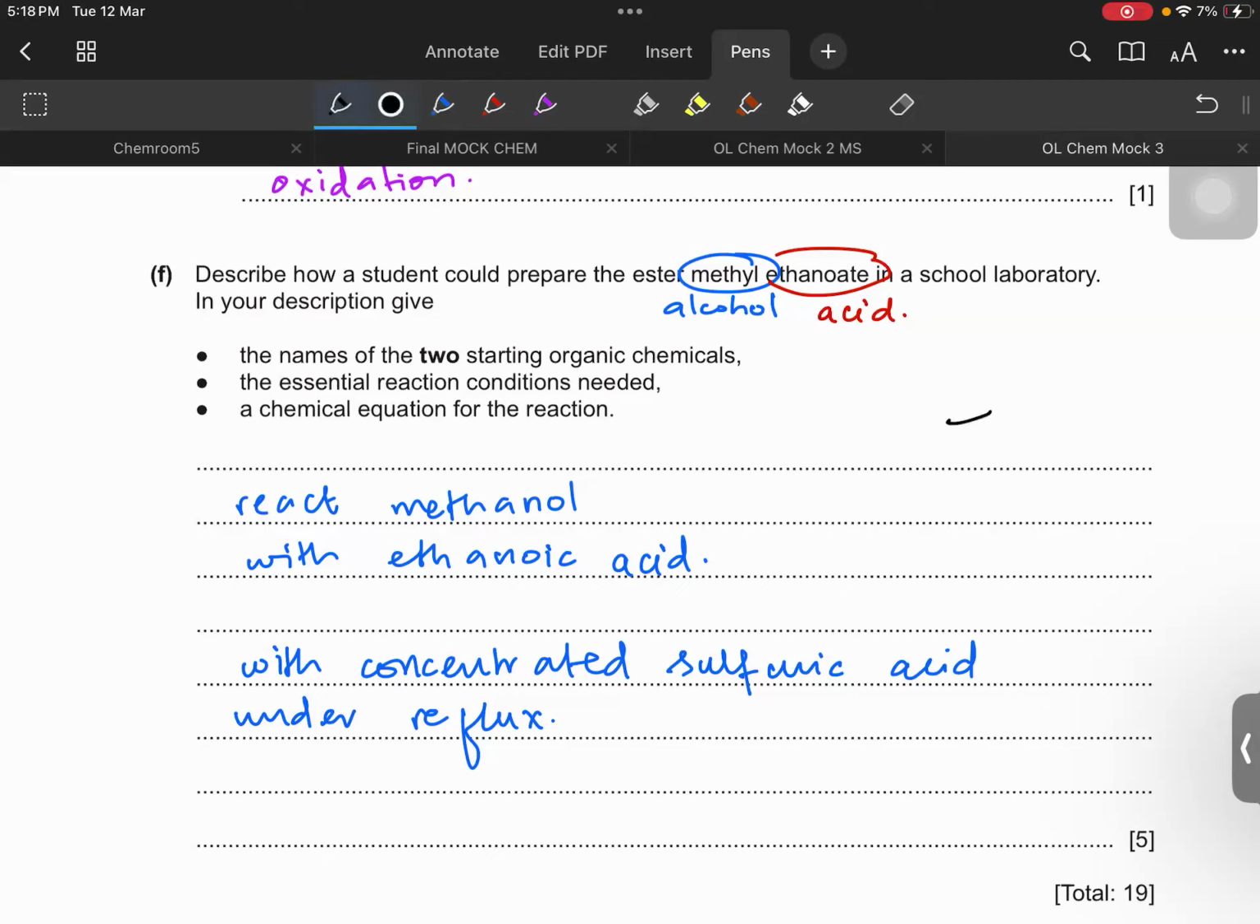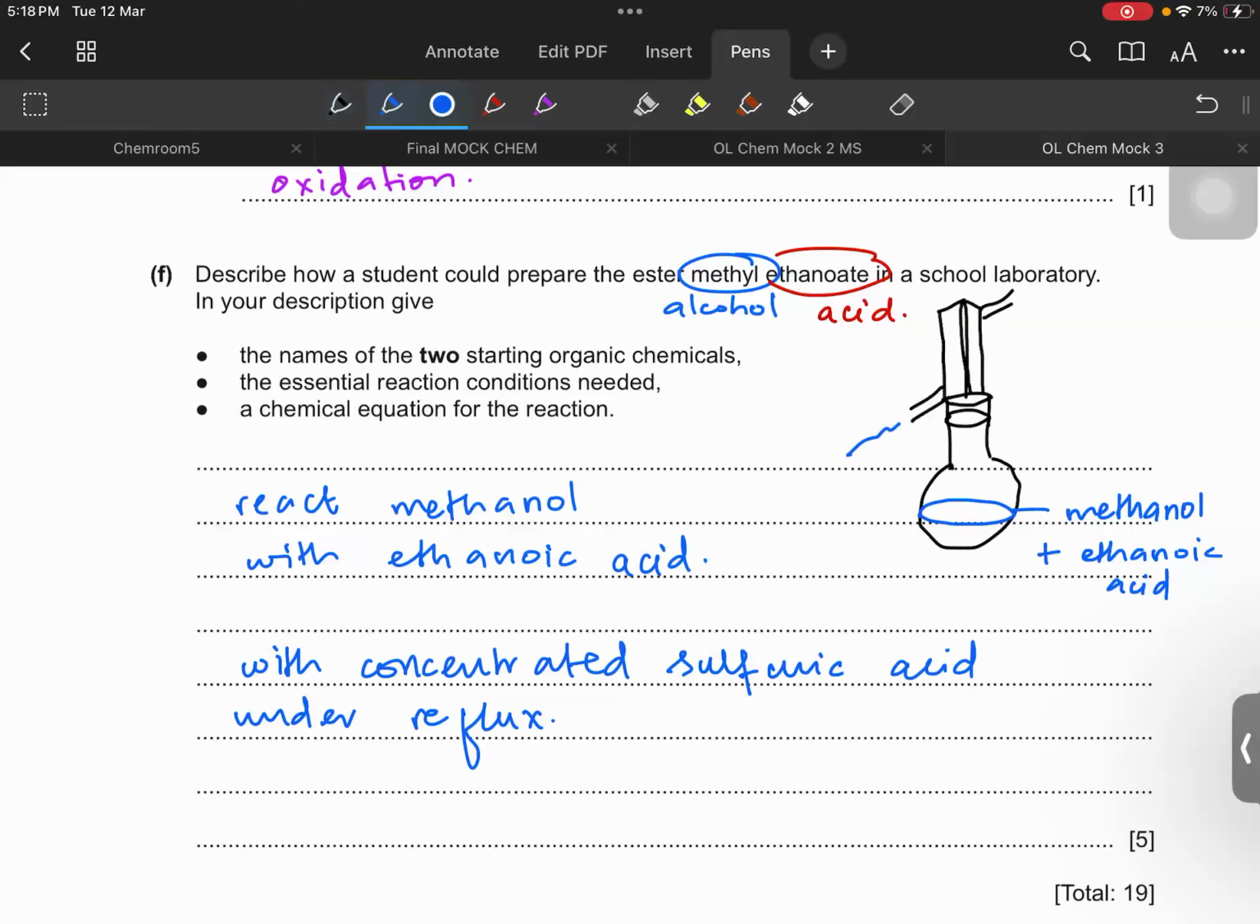So you will take a flask, so that vaporization doesn't happen and the alcohol doesn't escape. You react methanol and ethanoic acid, and you make sure that there's a condenser fit on top like this, which will not allow anything to escape. The cold water goes inside and warm water comes outside.